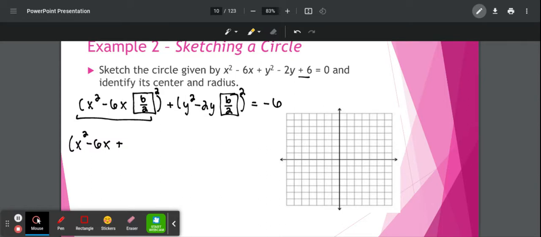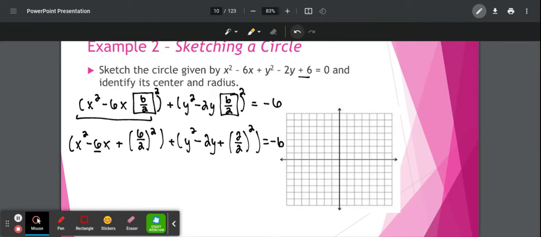So in this case, our b value is 6. So if we add 6 over 2 squared, plus, and here we have y squared minus 2y plus b, which is 2. So 2 over 2 squared, equals negative 6. Now here's what we have to think about.